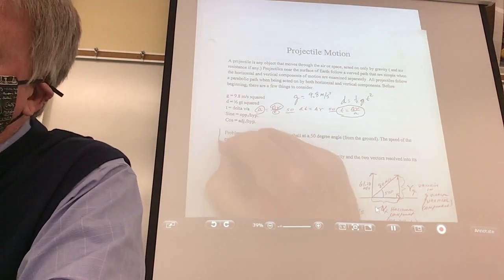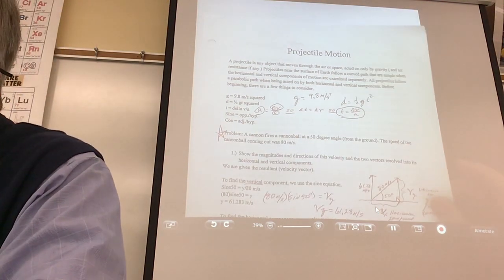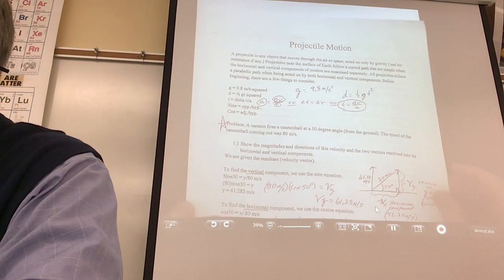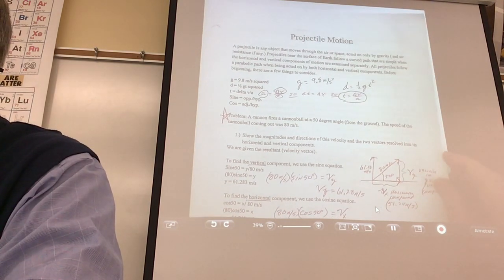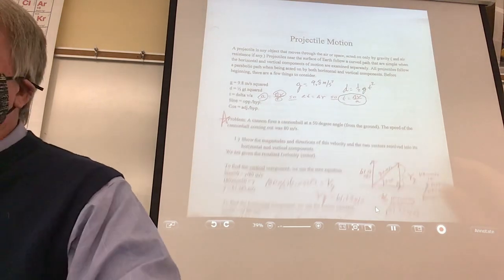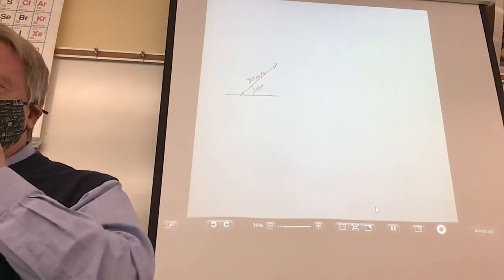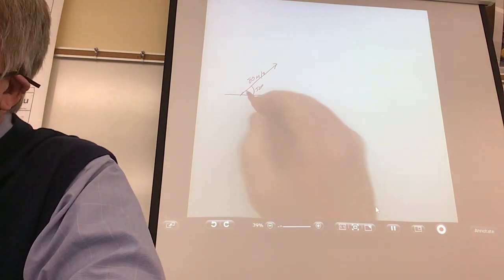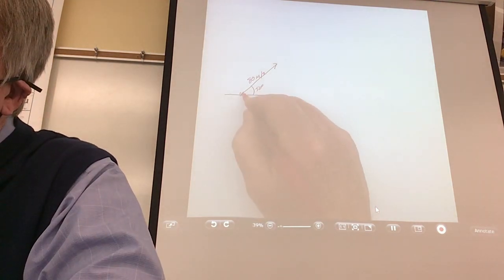So here's my first problem I want you to try. It says here a cannon fires a cannonball at a 50-degree angle, and the speed of the cannonball coming out is 80 meters per second. So let's draw a drawing showing what's going on here. You can draw a cannon if you want.